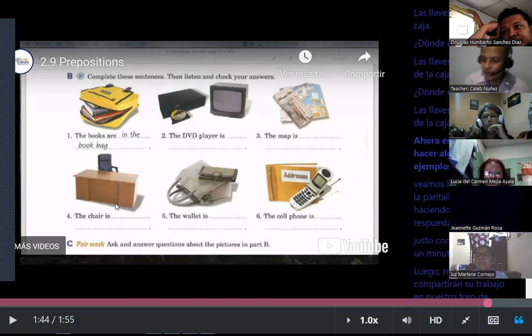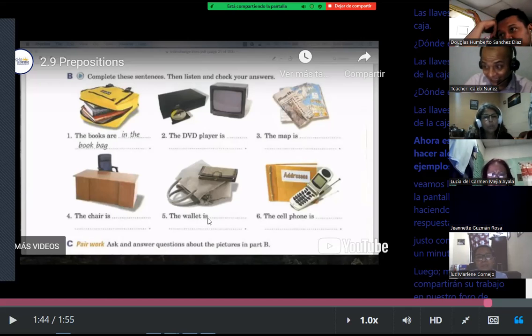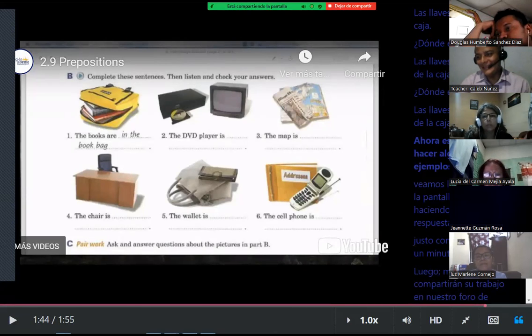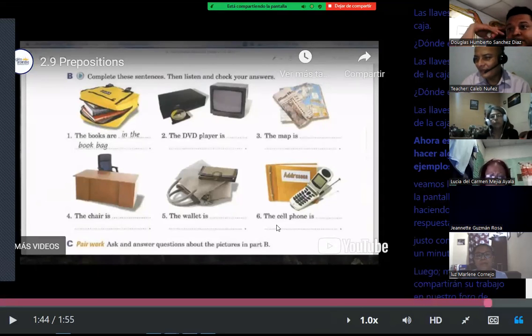So number five, we have the wallet. Ah, y ahí sí tenemos el bolso de las chicas. Purse. The wallet is on the purse. Very well. Okay. Number six.